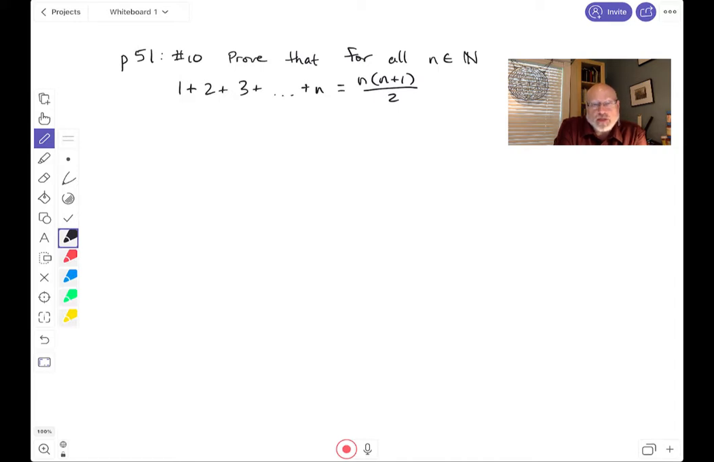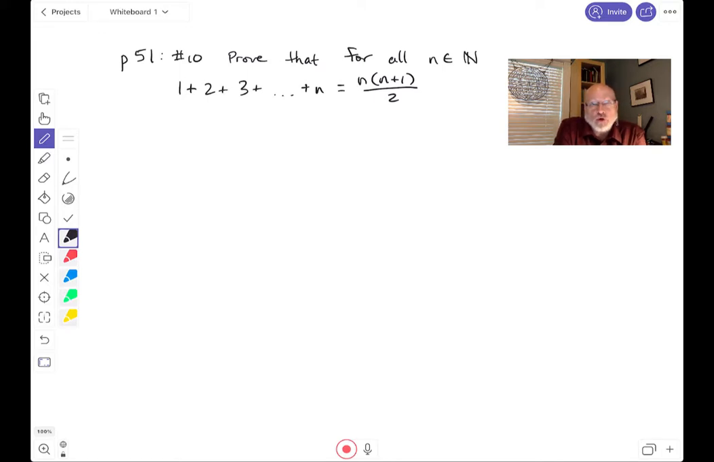So I'm going to use this example. It's on page 51 in the book, number 10. Hopefully you've read about this ahead of time before watching the video. Feel free to stop the video at any time and think about what I'm doing, back it up, go over it again, whatever you need to do in order to understand this.